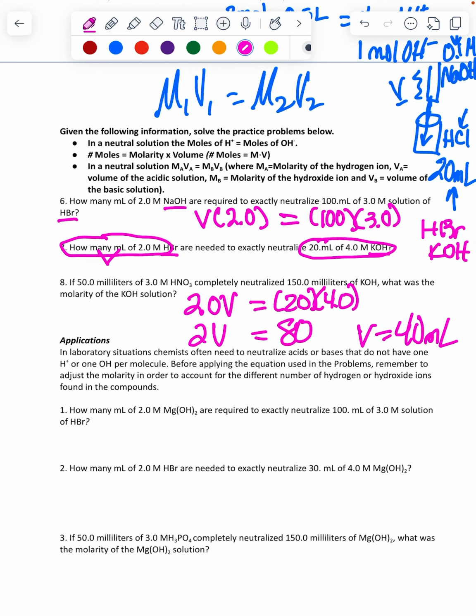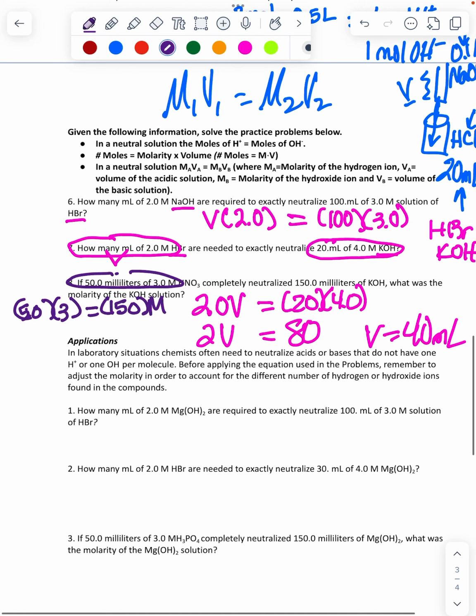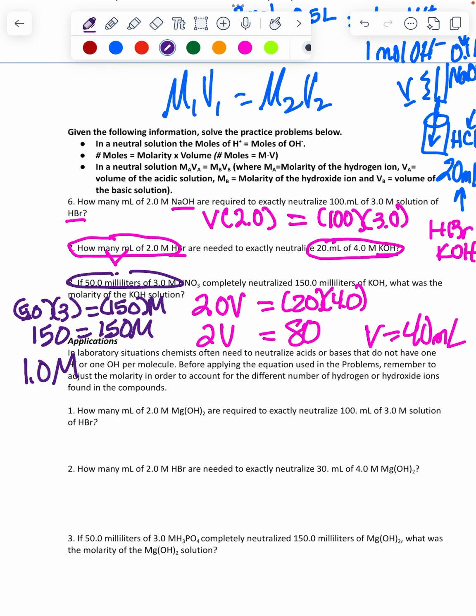And the next one's basically the same thing, okay? You've got 50 and 3. I'm just getting rid of sig figs, don't mind me. And you want to know what the molarity is of 150, right? So you multiply here and you get 150 equals 150. Well, when you divide 150 by 150, you get 1.0 molar, all right?